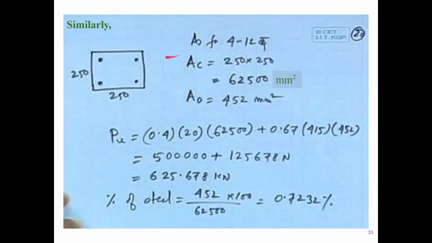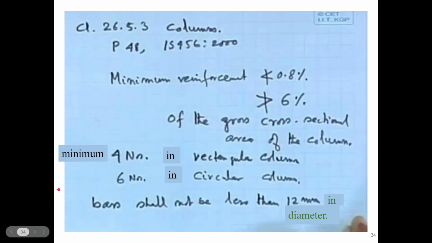So increasing the section increases the capacity, as expected. In this case the percentage of steel will definitely be higher because of the lower cross-sectional area. It is around 0.7232%. So let us go through a few more clauses for the reinforcement now.